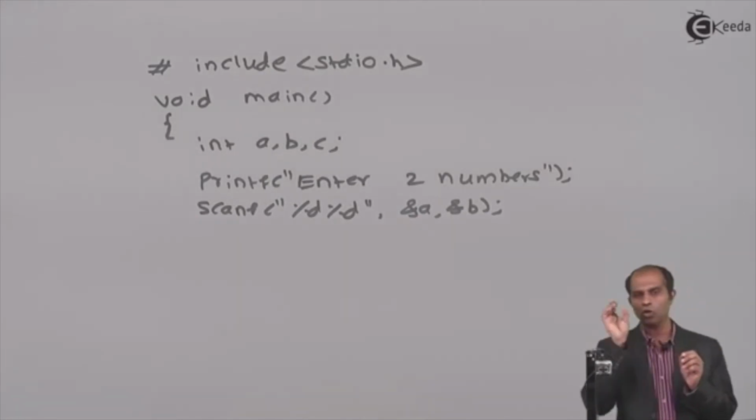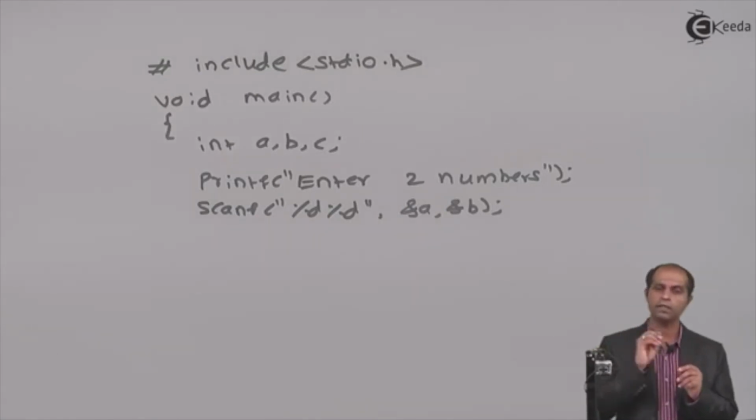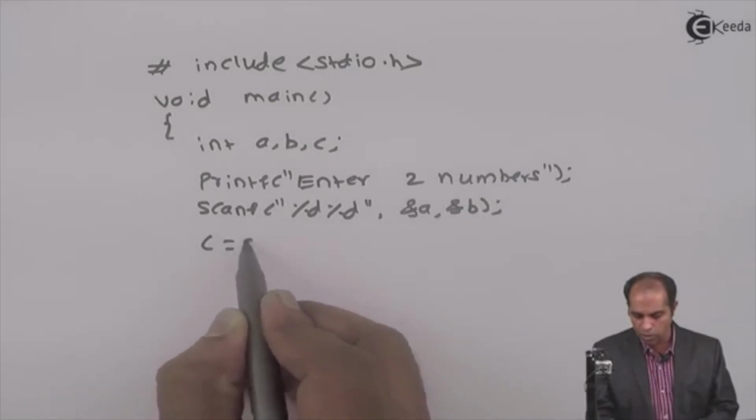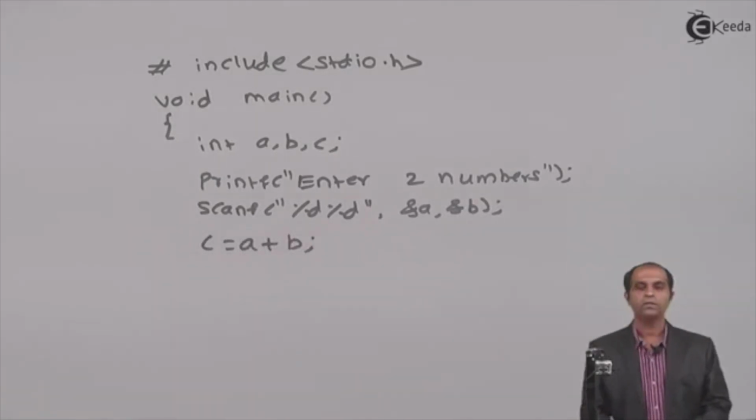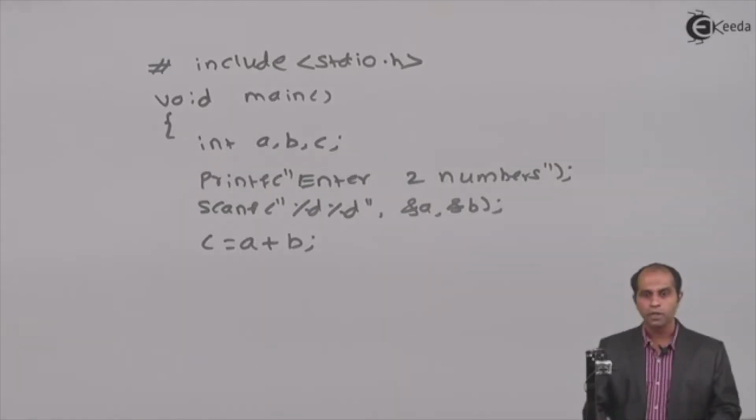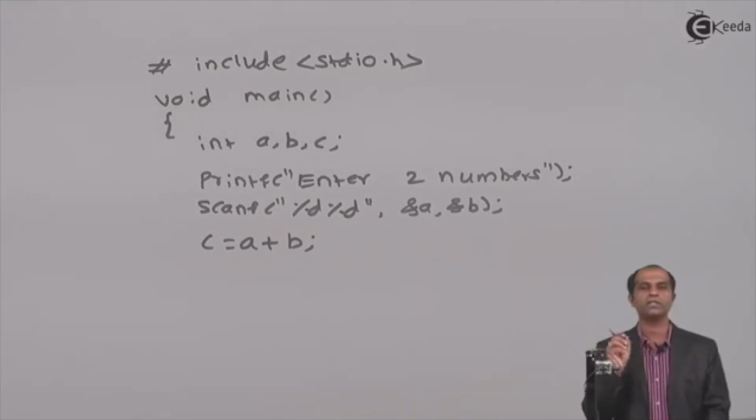Whereas scanf goes to the output screen, waits over there till you make an entry in the input, and then comes back after reading the inputs. After that, let's say C equals A plus B, an arithmetic instruction. Then display the value. In the last case, I said printf percentage %d comma c.